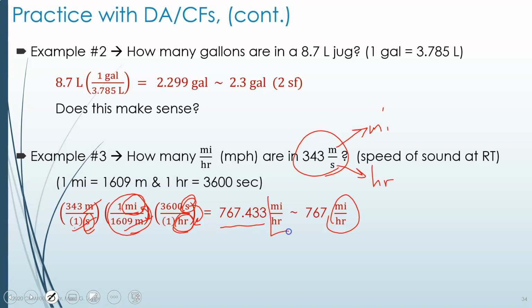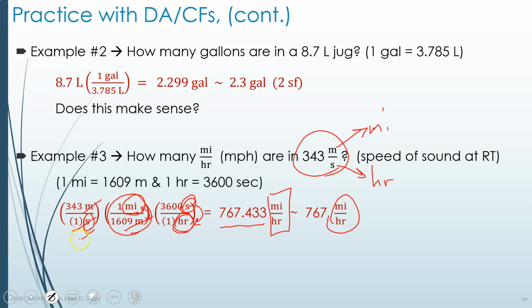And then it also has a unit. These are the units that are remaining. Make sure you have the correct units. You can always cancel your units. If your units cancel properly and you get the unit you want, well, then there's a really good chance you did it the right way.